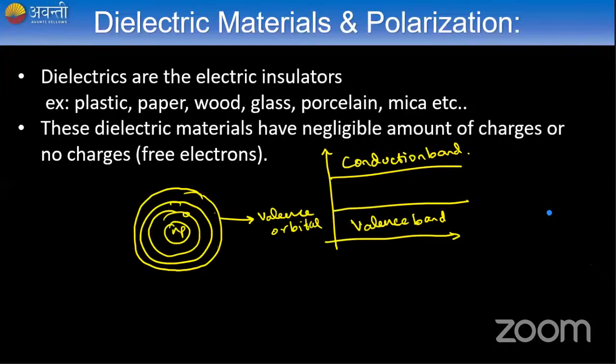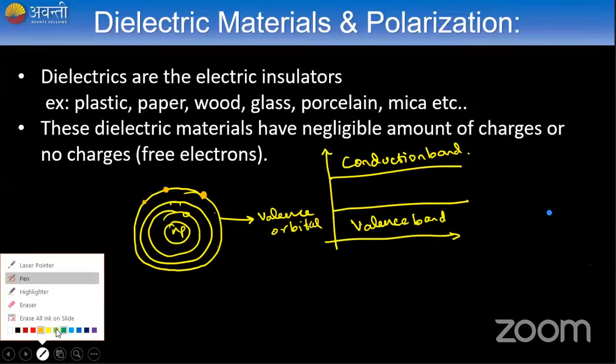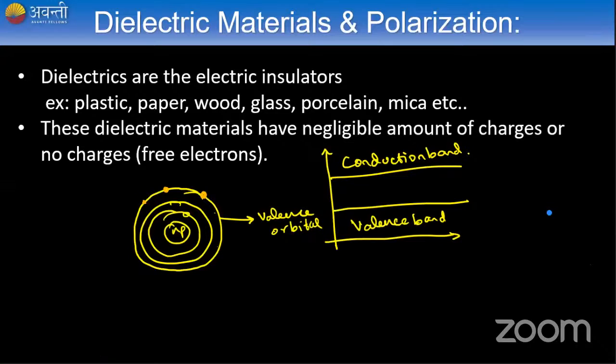Yes, there are free valence electrons. This orbital is not completely filled. So there are free electrons present in this. Just outside this valence orbital, what is present?